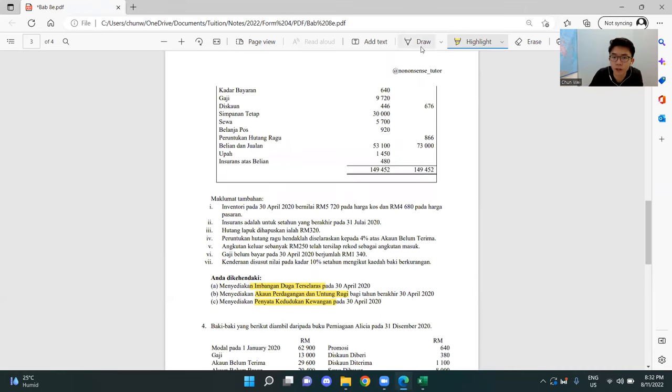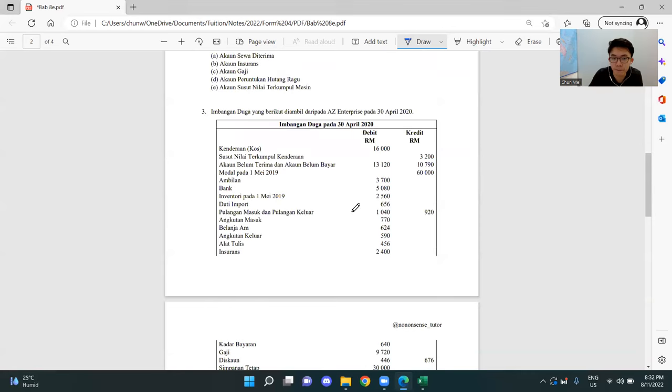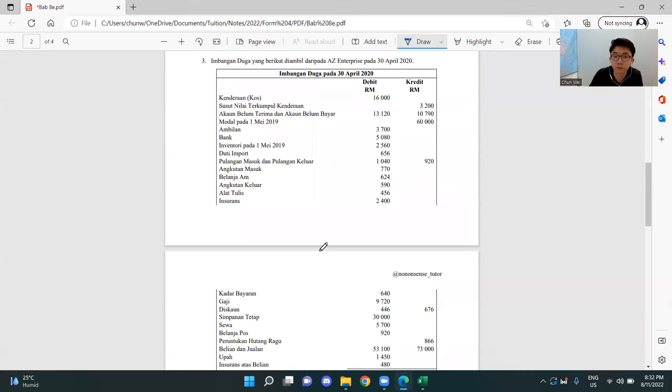So from here, there are different things, like hutang lapuk, peruntukan hutang ragu. Can you see it? All these things are the things that we just learned from bab 8. Okay, so you see gaji yang belum bayar, susut nilai mengikut kaedah baki berkurangan. Okay, so these are all the adjustments that we need to make for this imbangan duga.